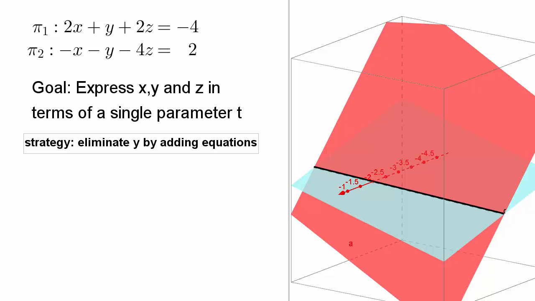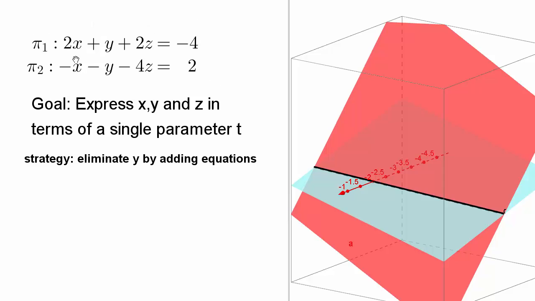Let's eliminate y by adding them. So just looking at them, 2x minus x is x. Positive y minus y is nothing. 2z minus 4z is negative 2z. And so we're ready to go. Negative 4 plus 2 is negative 2. So there we go. We have eliminated y, and now we're down to just two variables. So we have x minus 2z equals negative 2.